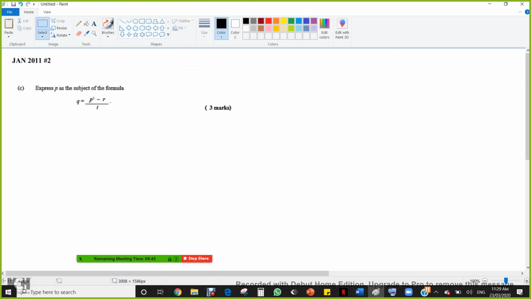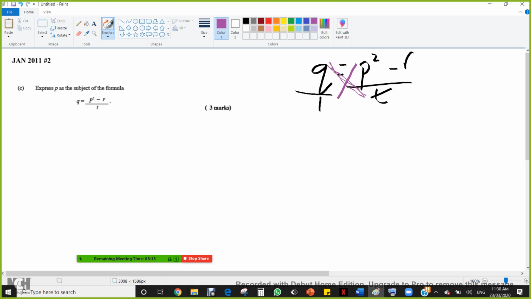So Jan 2011, we have to express P as the subject of the formula. So I have 8 minutes. Let me see how fast I can do that. Let me adjust the brush. Right. So Q is equal to (P squared minus R) all over T. And we want to make P the subject of the formula. So this is the same as Q over 1. We can cross multiply here.